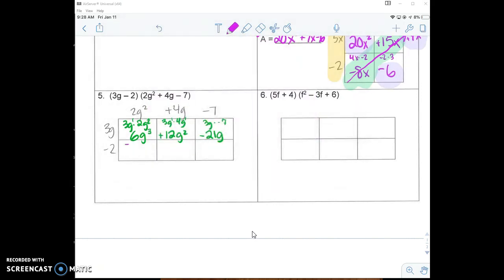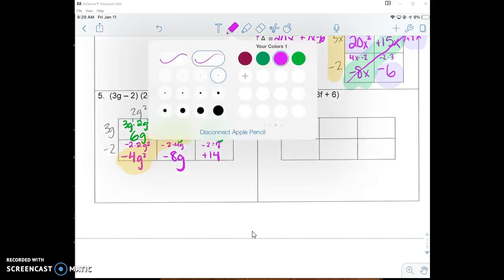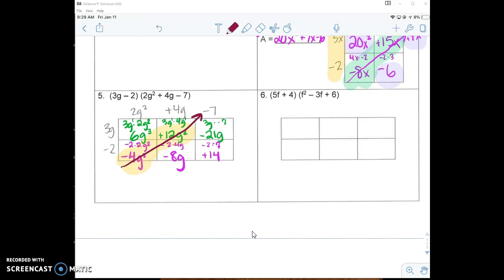Across the bottom row, negative 2 times 2g squared makes negative 4g squared. Negative 2 times 4g makes negative 8g. And negative 2 times negative 7 makes positive 14. I'm looking for my like terms. I have negative 4g squared and 12g squared. Negative 4 plus 12 makes negative 8g squared. And then I have negative 8g and negative 21g, which makes negative 29g.